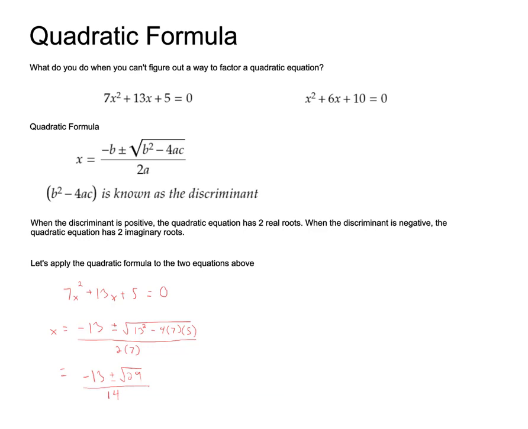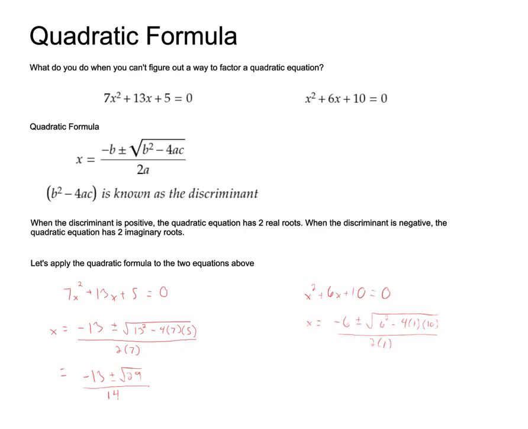Let's do the other example. x squared plus 6x plus 10 equals 0. So we have x is equal to negative b, or negative 6, plus or minus the square root of b squared, so 6 squared, minus 4 times a, which is 1, times c, which is 10, all over 2a, which is 2 times 1.